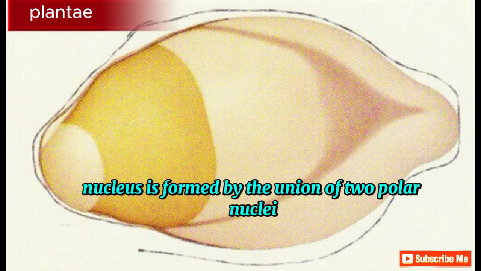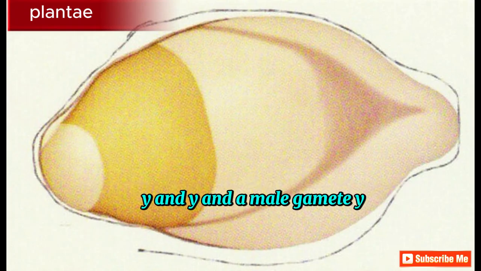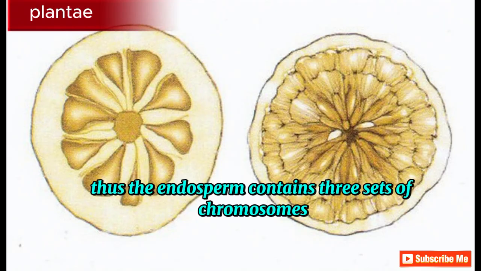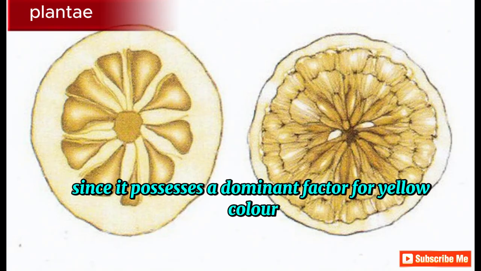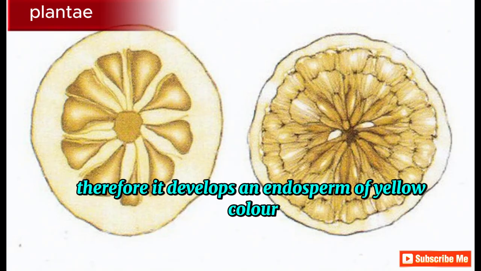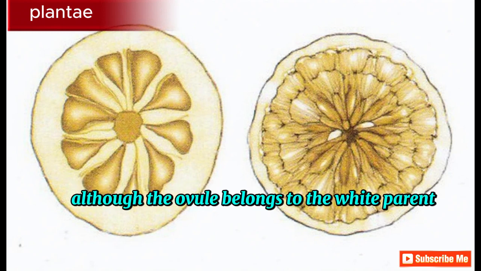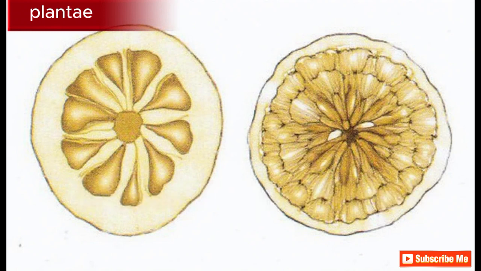The endosperm nucleus is formed by the union of two polar nuclei, y and y, and a male gamete, Y. Thus the endosperm contains three sets of chromosomes, y, y, Y, and since it possesses a dominant factor for yellow color, therefore, it develops an endosperm of yellow color, although the ovule belongs to the white parent.